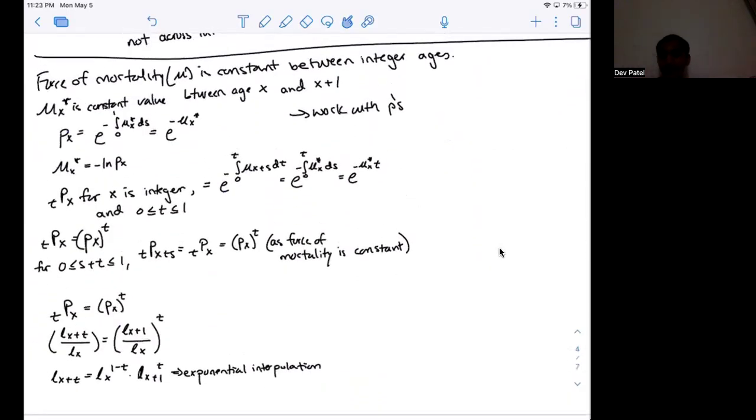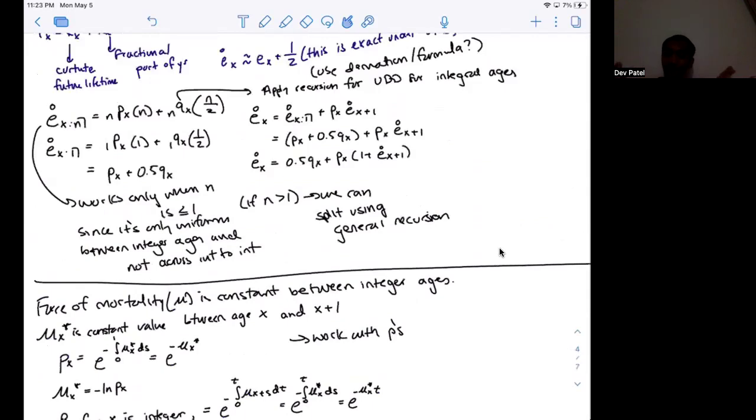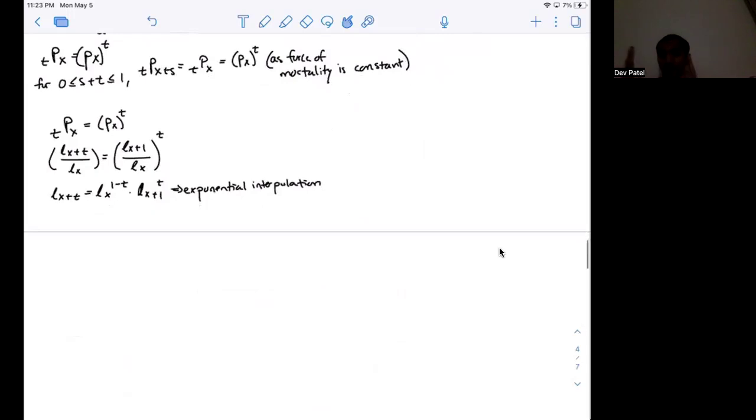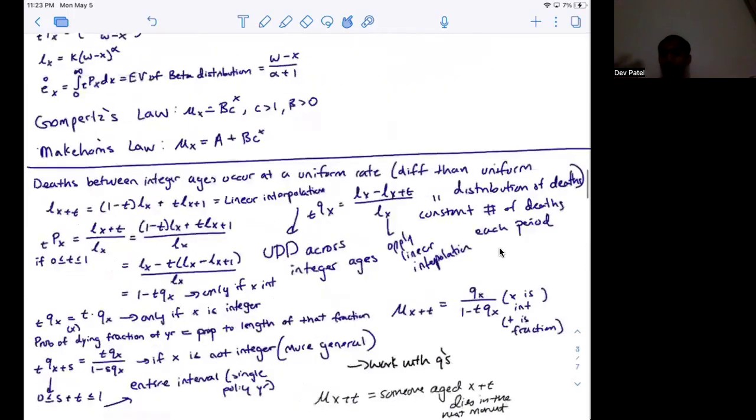And then finally we have force of mortality being constant between integer ages, and we have similar notation here. So again, 4 main subsections: force of mortality, uniform distribution of deaths across all ages, force of mortality being constant, and uniform distribution of deaths across each individual age. And so that's where we can use this for fractional ages as well. So that was a high level idea and concept of mortality rates that I wanted to cover.